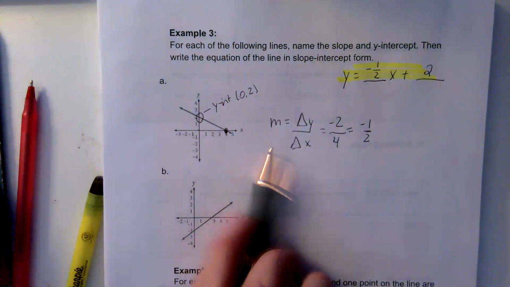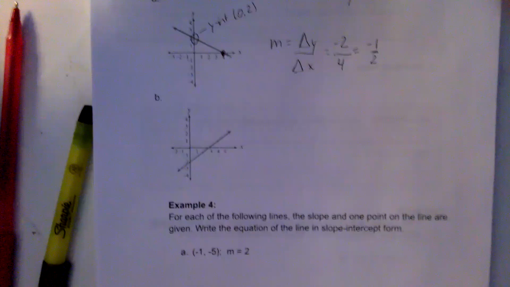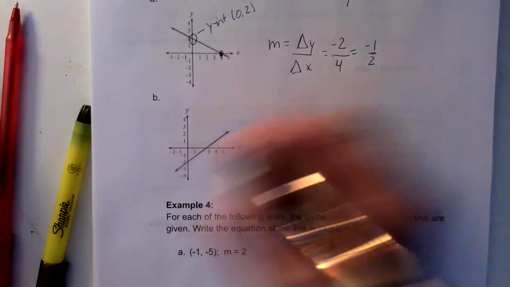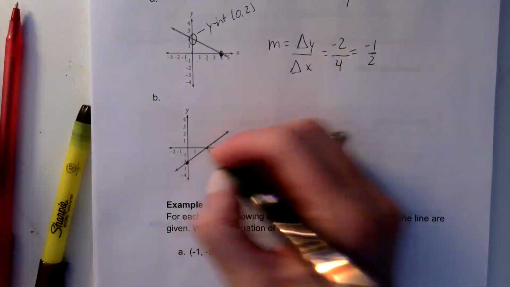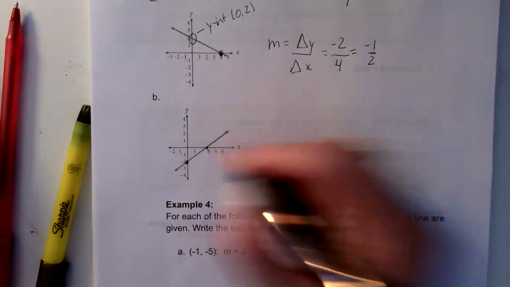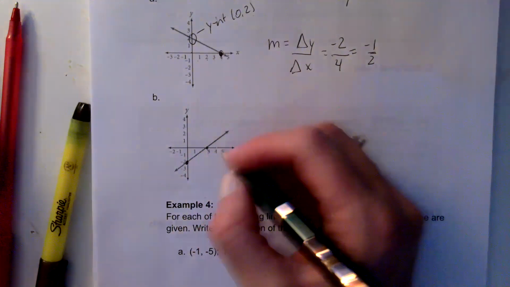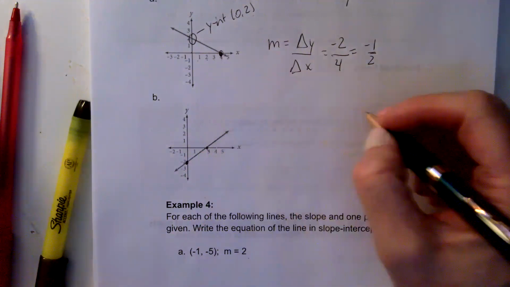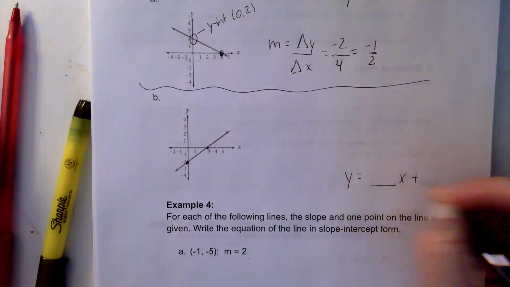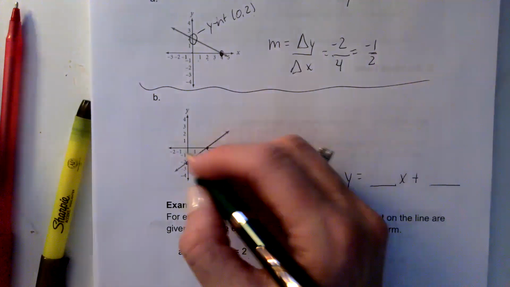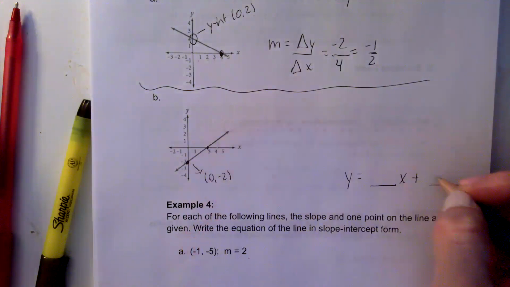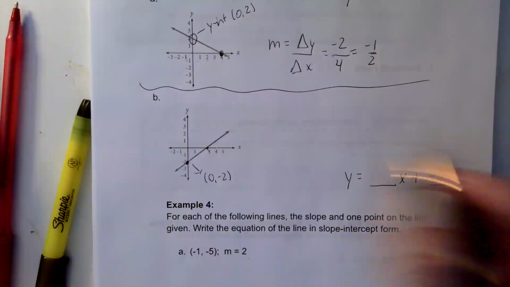Okay. We're going to move left to right, but this time you can see that the slope is going to be positive, so we'll be on the lookout for that. And we're going to assume that's at 3 right there. So we are looking for something x plus y-intercept. So it looks like my y-intercept is at 0, negative 2. So that's going to be a negative 2 over here.